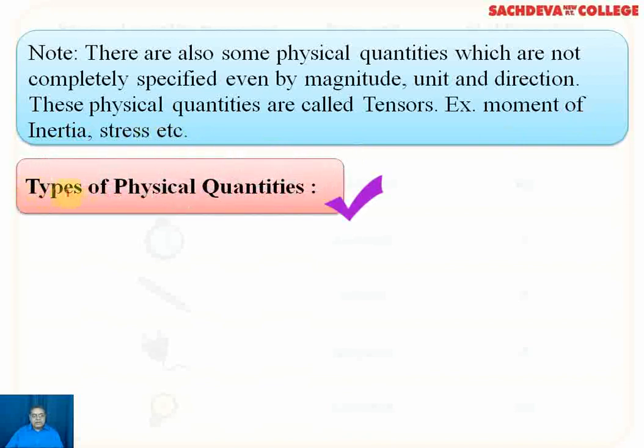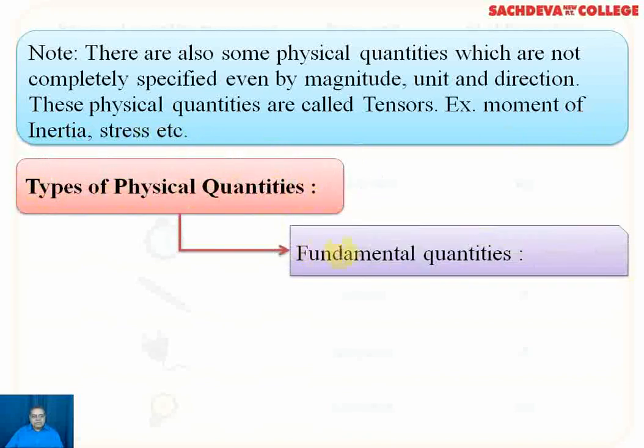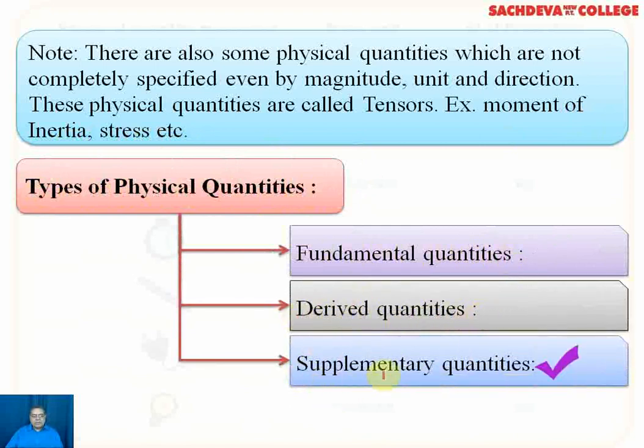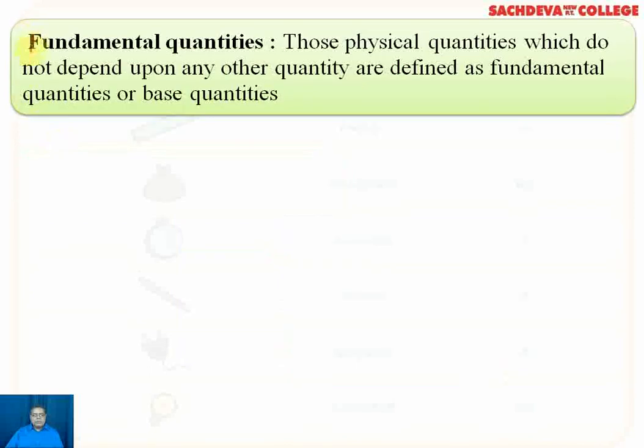Now, there are different types of physical quantities: one is a fundamental quantity, another is a derived quantity, and the third one is a supplementary quantity. When we use the term fundamental quantity, we are referring to those physical quantities which do not depend upon any other quantity. This type of quantity is defined as the fundamental quantity or the base quantity. So what is a fundamental quantity? It is a physical quantity which does not depend upon any other quantity. That is what is called the fundamental quantity.